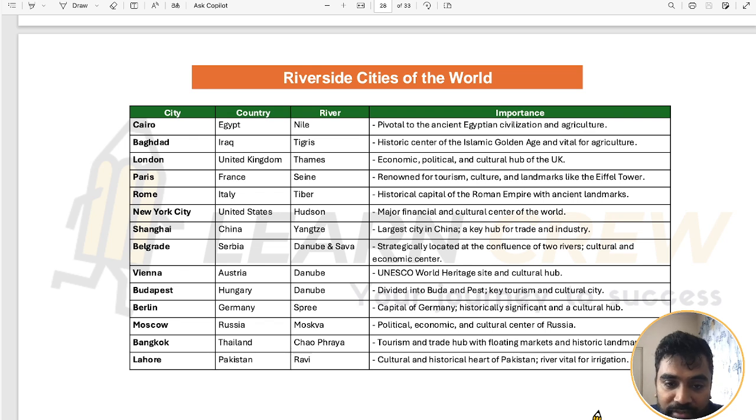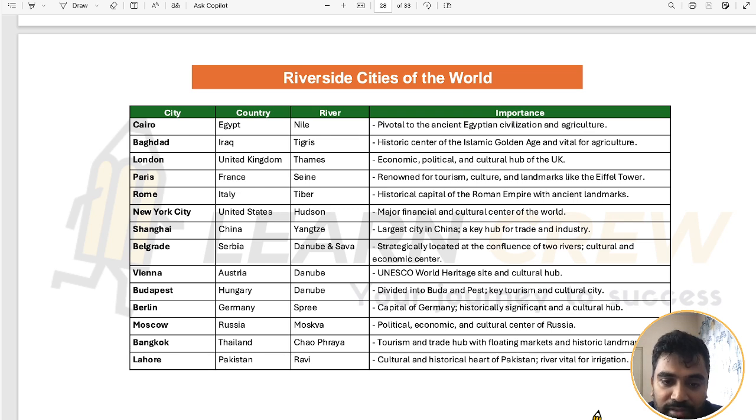Next we have the Danube in Austria. It shaped Vienna into a cultural capital, known for its music and architecture. Austria's city Vienna is a cultural capital known for its music and architecture. Next we have the Danube again, in Hungary. The city near it is Budapest.